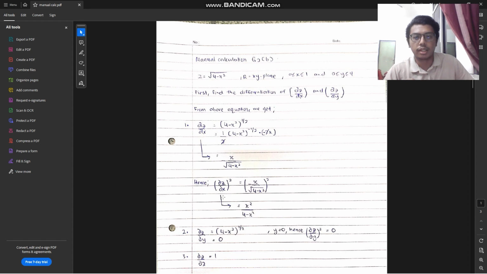So dz over dx to the power of 2 is x squared over 4 minus x squared. Meanwhile, dz over dy is 0 because in z terms we have no y terms. Hence, the differentiation of z with respect to y is 0. So dz over dy to the power of 2 is also 0. dz over dz is 1, so dz over dz to the power of 2 is also 1.